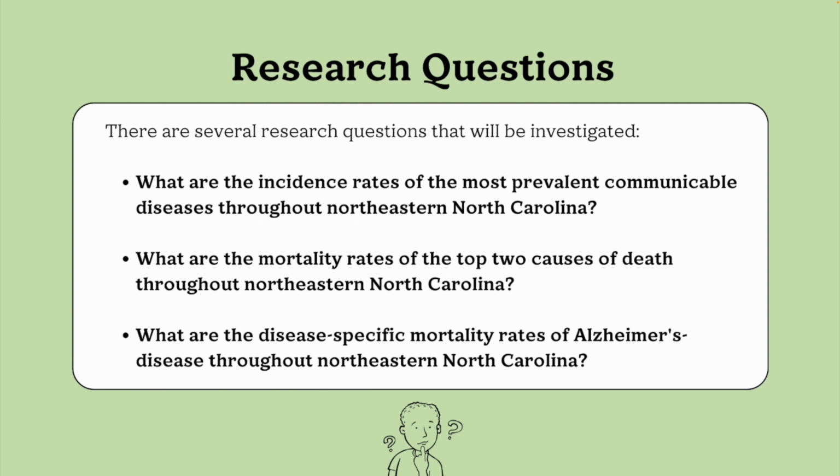So starting off, the first research question that I wanted to answer was, what are the incidence rates of the most prevalent communicable diseases throughout Northeastern North Carolina? Now, investigating this particular question would be extremely beneficial because we could compare every single county and see which one out of a certain population does have the highest amount of communicable disease. Now, traditionally speaking, when you're just looking at raw statistics, this is hard to tell because the population sizes vary per each county. So when you calculate the incidence rate, you can visually see exactly which county has the highest if the population sizes were the exact same.